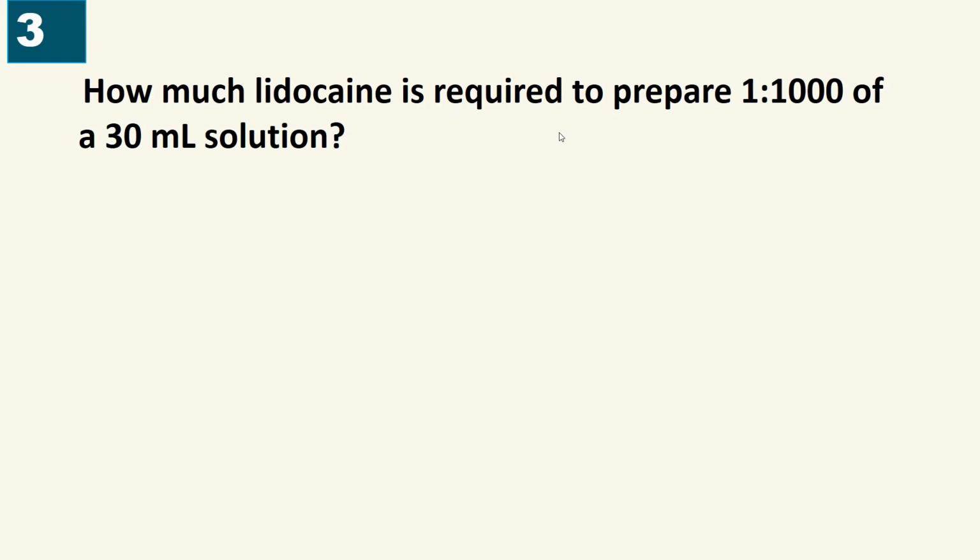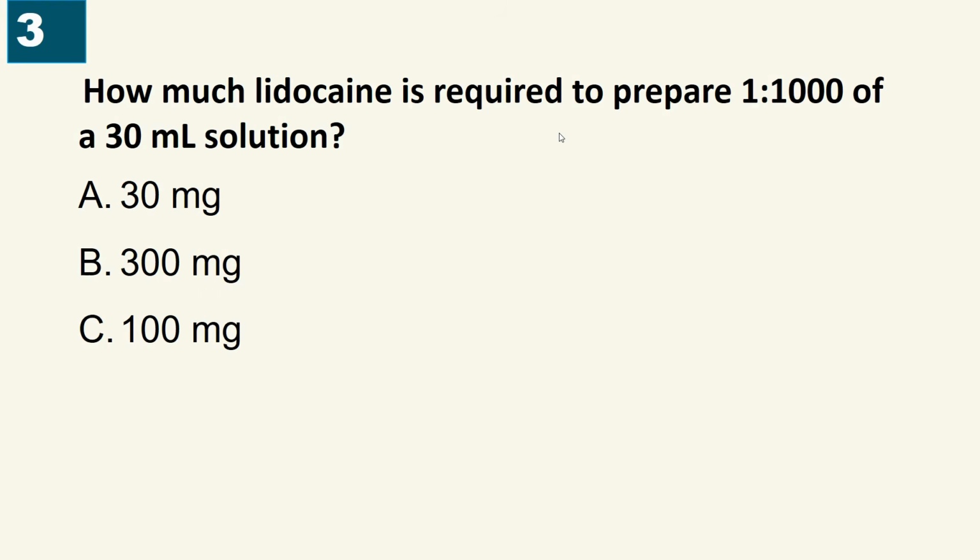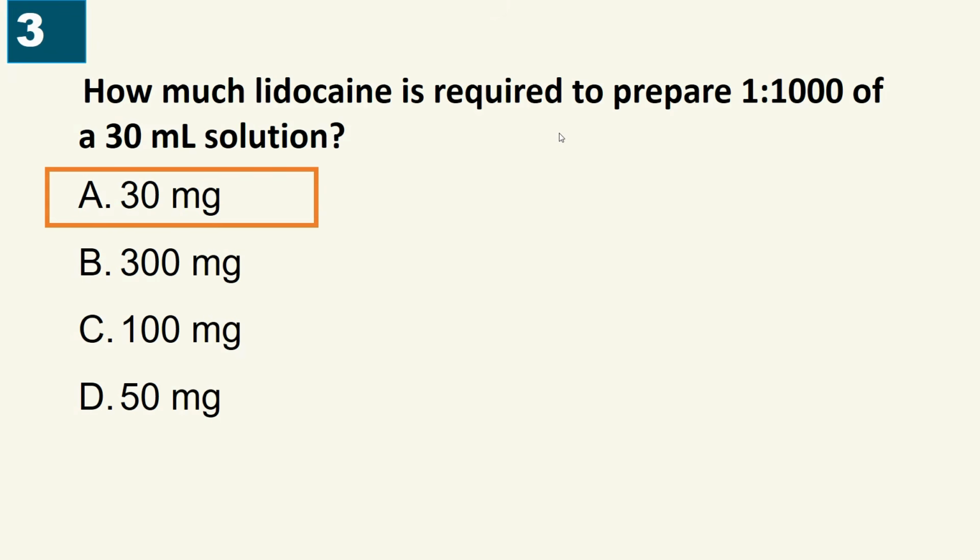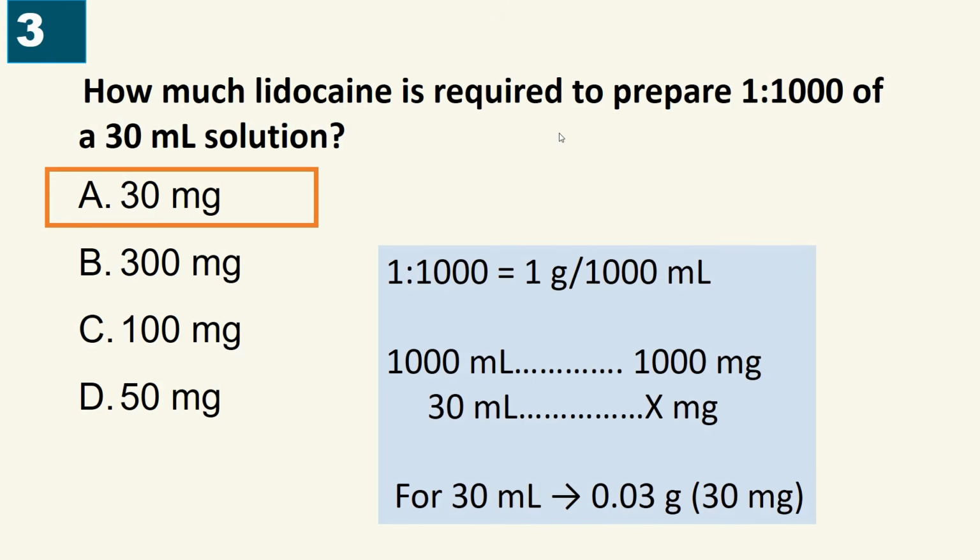How much lidocaine is required to prepare 30 ml of a 1 to 1000 solution? A, 30 milligram; B, 300 milligram; C, 100 milligram; D, 50 milligram. The correct answer is 30 milligram. Let's solve how we get this answer.